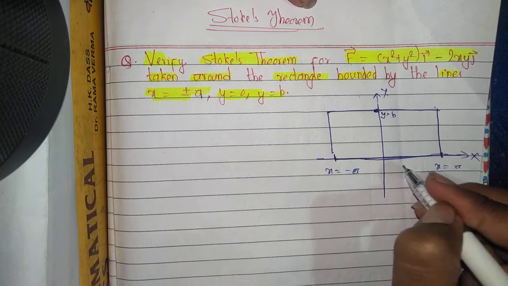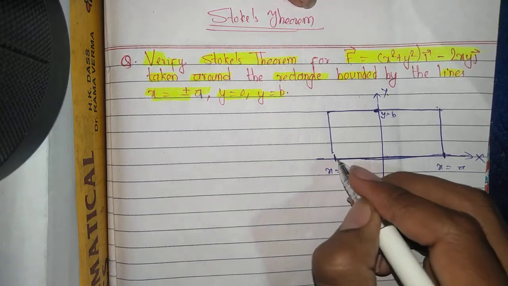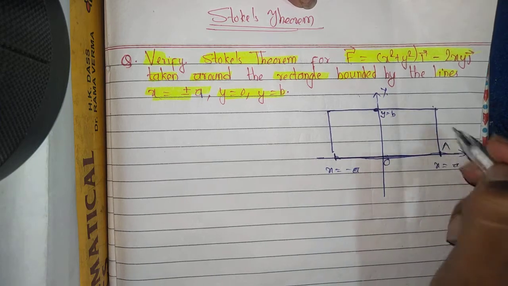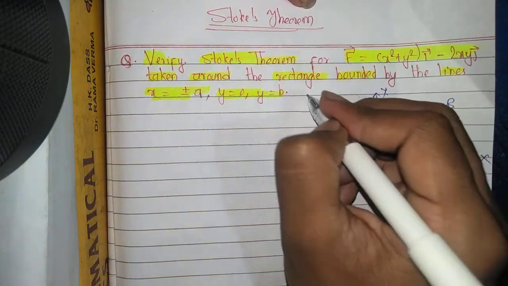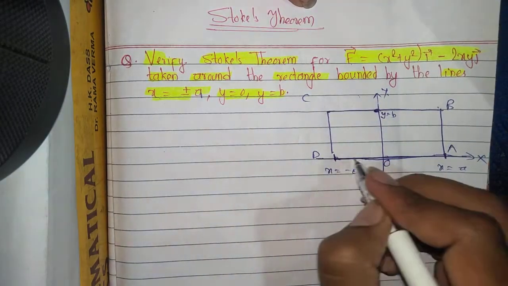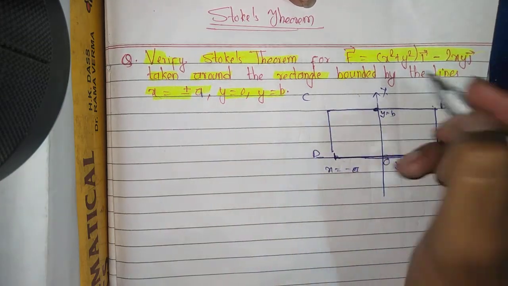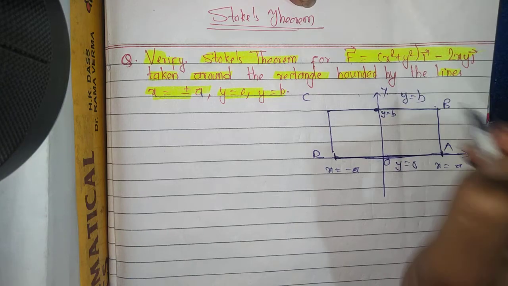So let this point be O, A, B, C, D. Now line AD is represented by y equals 0 and line BC is represented by y equals b.